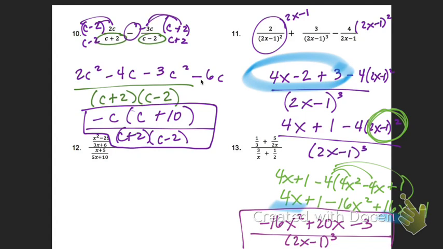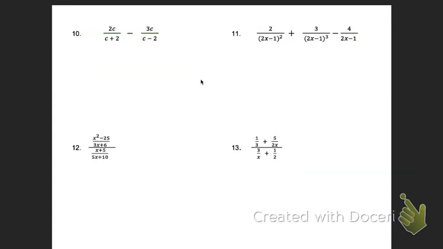All right, let's look at number 12. Now there's two things I could do here. I could take the second fraction, flip, and multiply. So let's do it that way. Let's not even do the second way. Just do the first way right now. So that means it's going to be 5x plus 10 over x plus 5.